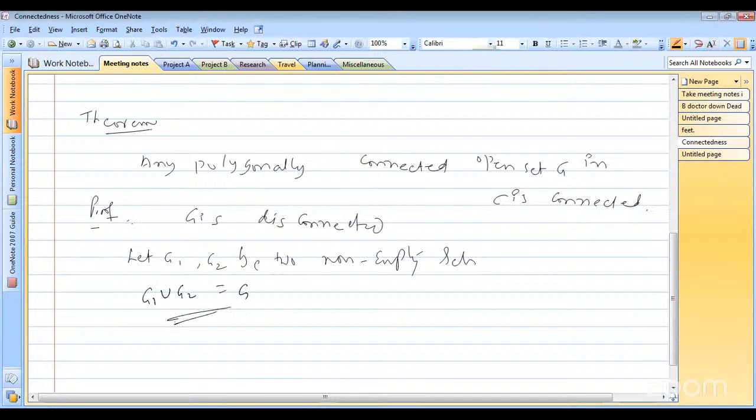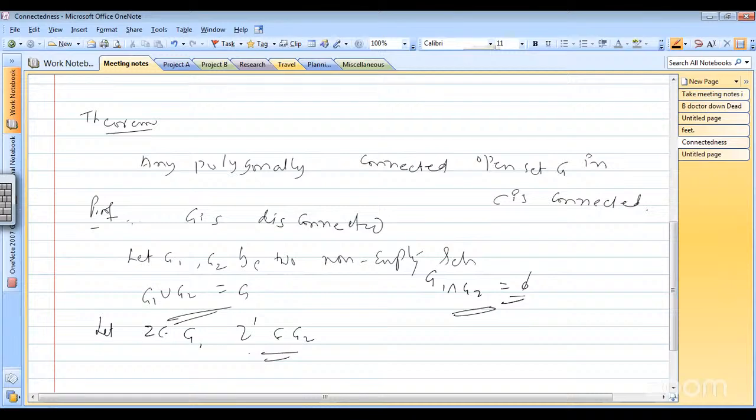Why? Because G1 and G2 are both in G. So G1, G2 are two non-empty sets, and G1 union G2 is just G. But G1 intersection G2 is the empty set, meaning there is no common value. So let z belong to G1 and z' belong to G2.